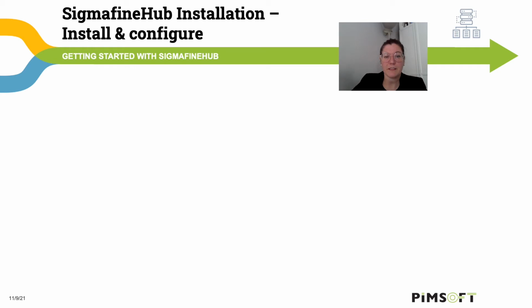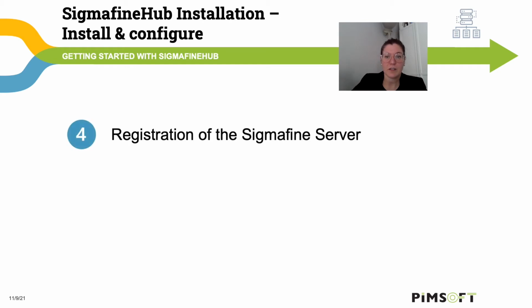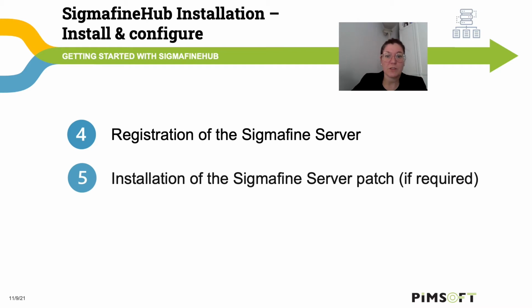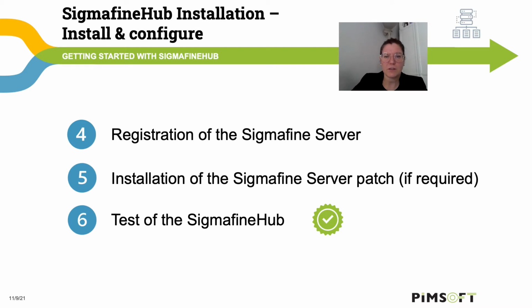The next step is the registration of the Sigmafine server. This is an important step that is performed only once and links the Sigmafine Hub to its license. Then, if required, the patch needs to be installed in the Sigmafine server. Finally, the new system can be tested in order to guarantee all the functionalities, and the last phase of commission can take place. This step is completed when the Sigmafine Hub application server and the Sigmafine application server are connected, and users can connect to the Sigmafine server via Sigmafine Hub.